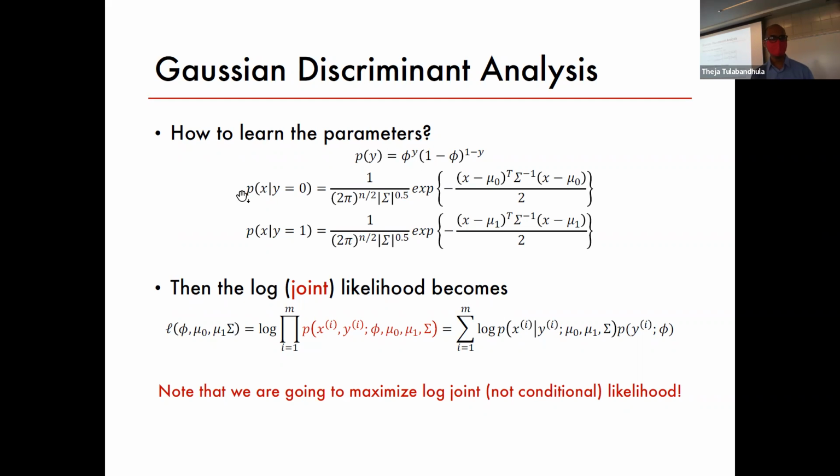X is a vector. That's why you have a very messy Gaussian distribution expression here. So x is an n-dimensional vector here. It's a multivariate Gaussian distribution. So x is a 10-dimensional vector, for example.